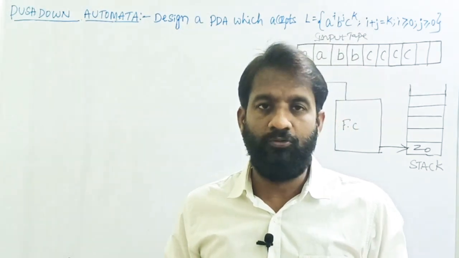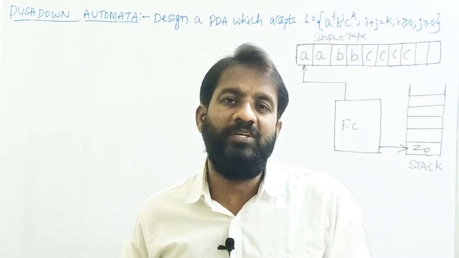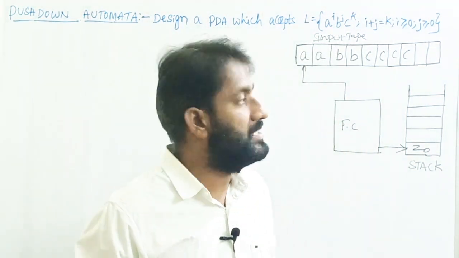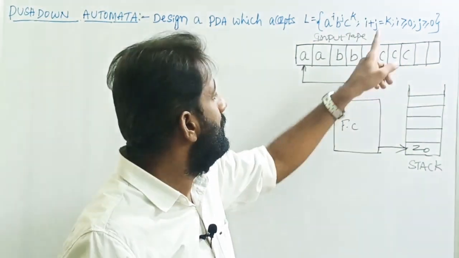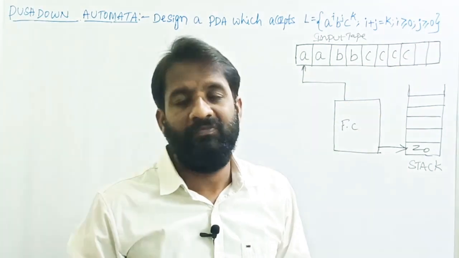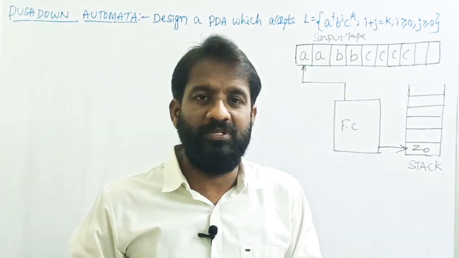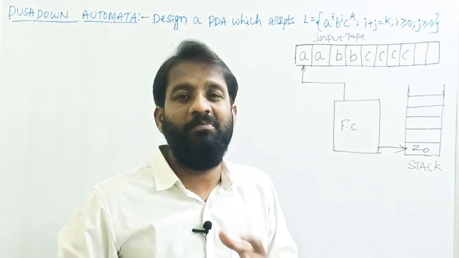Welcome back. Today's topic is design a pushdown automata for the language L equals a^i b^j c^k such that i plus j equals k, i is greater than or equal to 0, j is greater than or equal to 0. Before that we discussed only two input symbols. Now we come across the situation where we have three input symbols a, b, c.